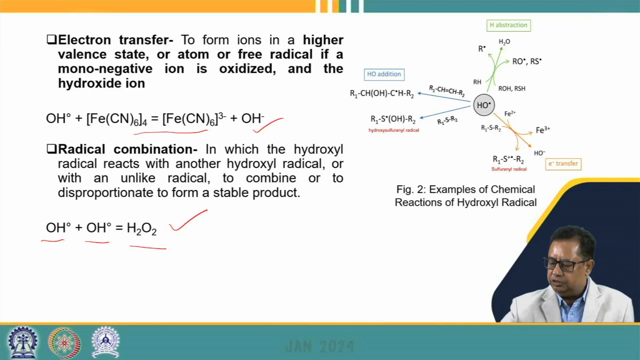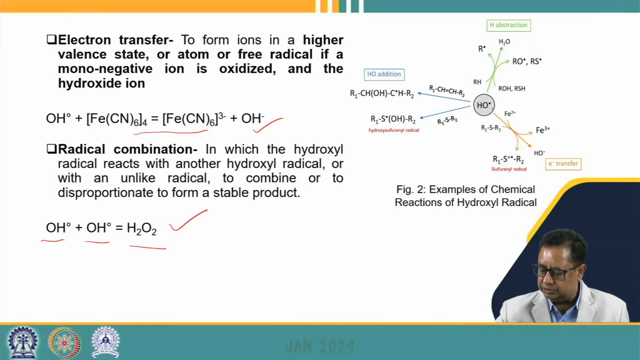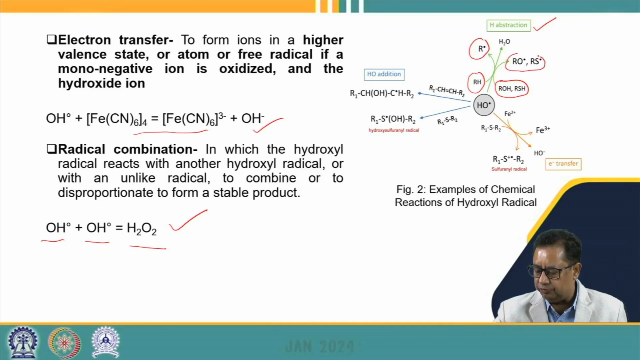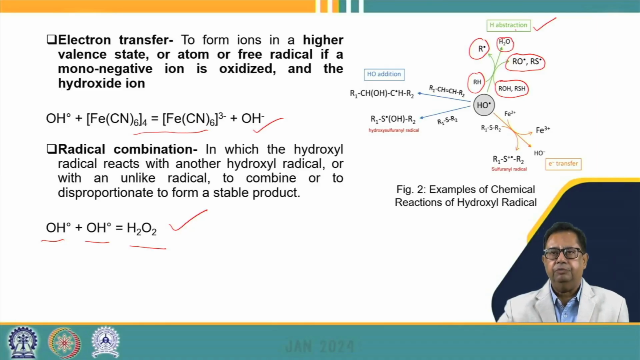Okay. So we can see here that for the hydrogen abstraction, when we are having dot OH radicals, the hydrogen abstraction pathway is being followed. So if we are having an RH compound here, it may form an R dot radical, right? And for example, if ROH is there, or RSH is there, it may lead to the formation of RO dot radicals or RS dot radicals, and because of the hydrogen abstraction, water is formed as the byproduct.